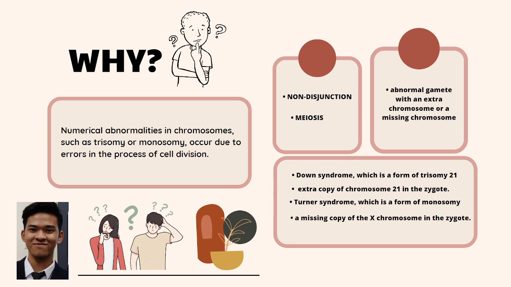If an abnormal gamete with an extra chromosome or a missing chromosome is fertilized by a normal gamete, the resulting zygote will have an abnormal number of chromosomes. For example, Down syndrome, which is a form of trisomy 21, occurs when there is an extra copy of chromosome 21 in the zygote. Turner syndrome, which is a form of monosomy, occurs when there is a missing copy of the X chromosome in the zygote. Don't worry, we will be discussing this syndrome in much more detail later on.